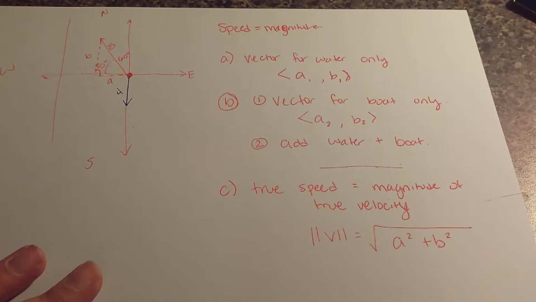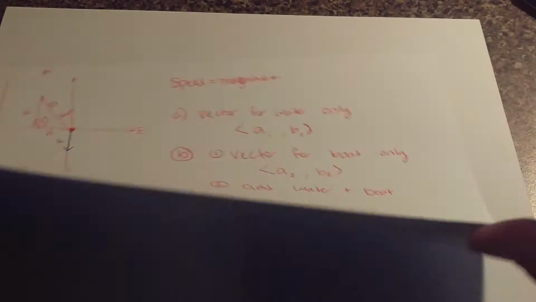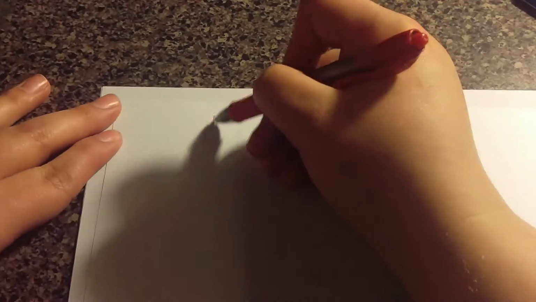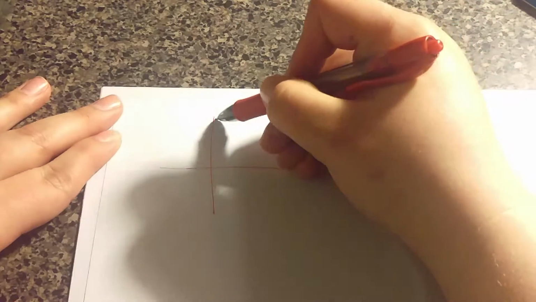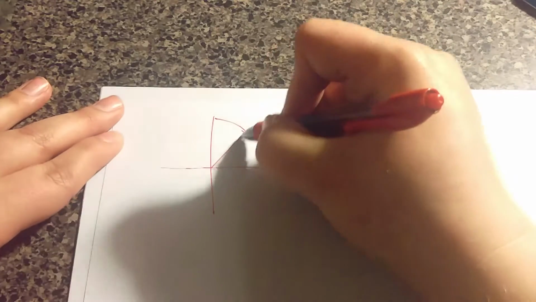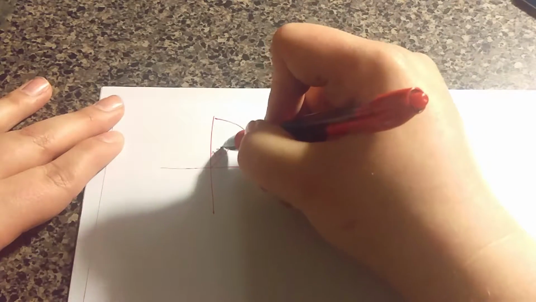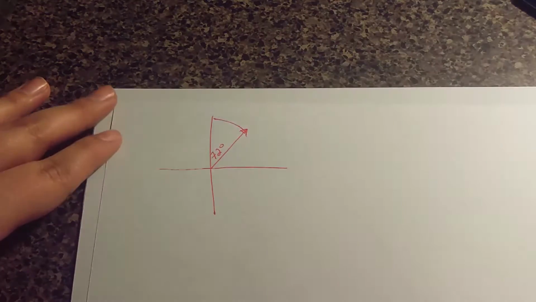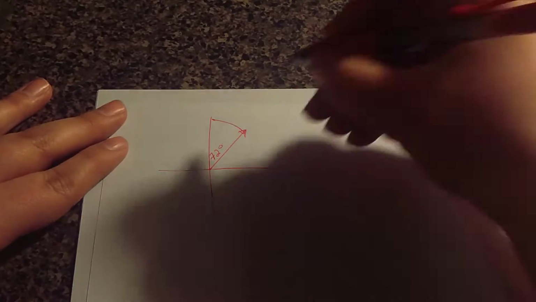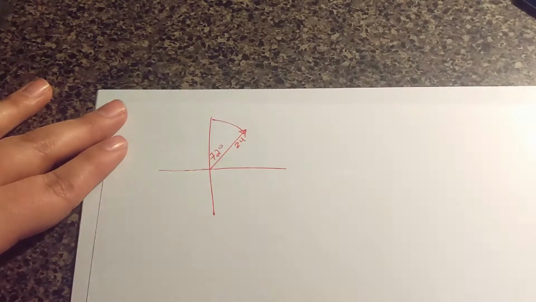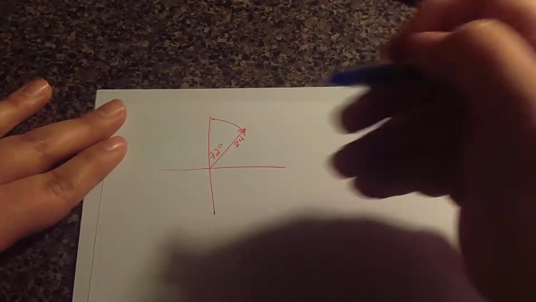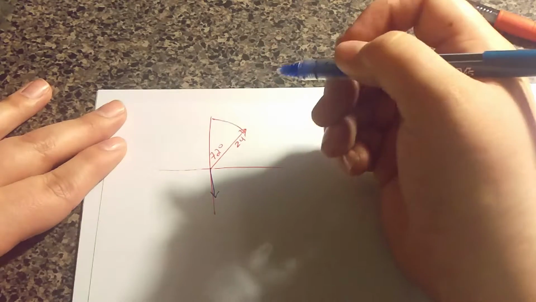Let's compare this to other questions, or let's set up the other questions. Number 3, we have another boat heading in a direction 72 degrees east of north. So we go from north out 72 degrees. There's our boat. The speed of the boat is 24 miles per hour, so again that's the magnitude. Water is flowing directly south again, so all of this setup is almost exactly the same.